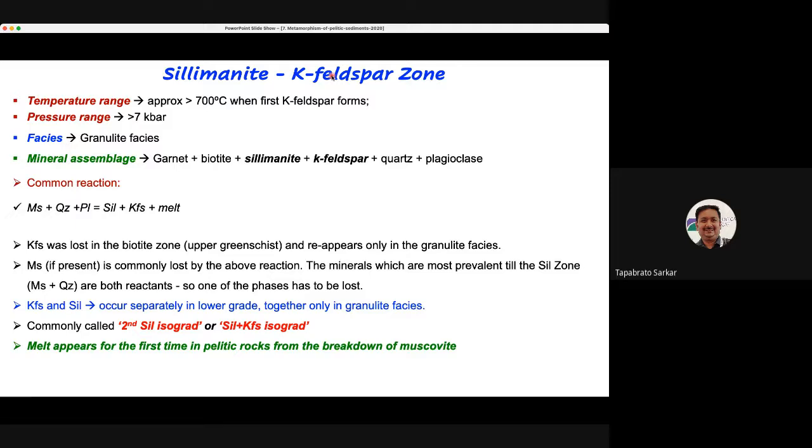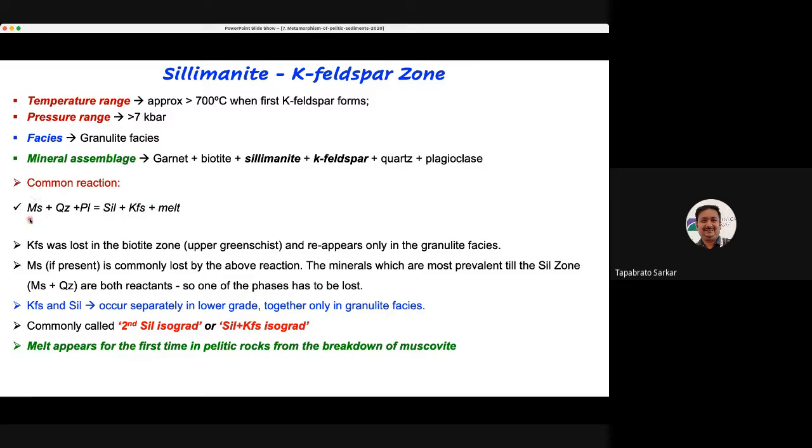If you find sillimanite and K feldspar together in a pelitic rock, it is definitely within the granulite facies condition. And this is what the mineral reaction is. In a muscovite dominated rock, this is the first time K feldspar appears along with sillimanite. At this condition, in the granulite facies, the muscovite doesn't change to biotite, but changes to K feldspar, and the first melt appears in the rock.